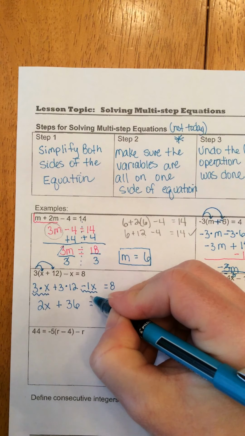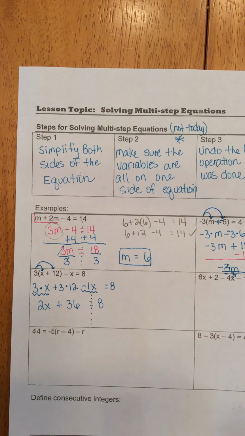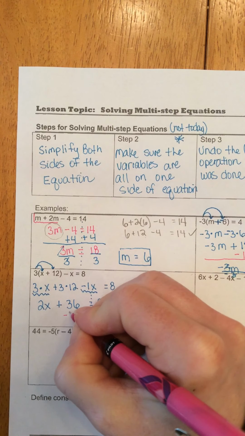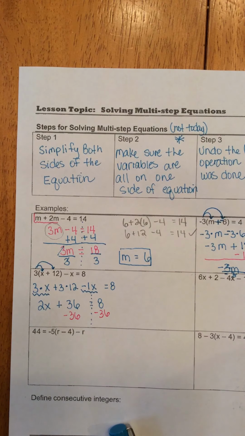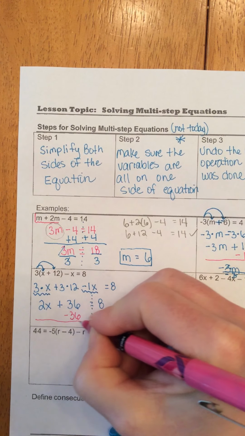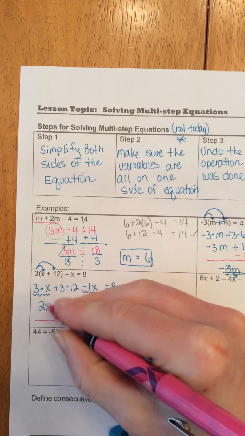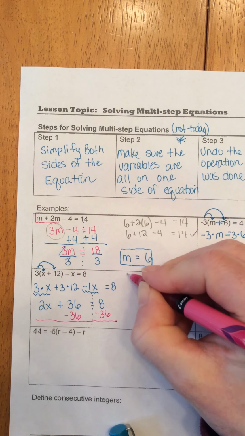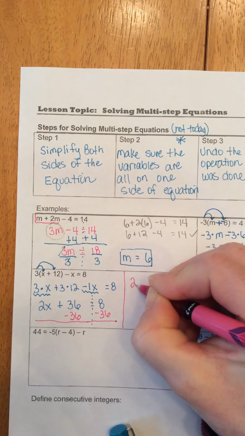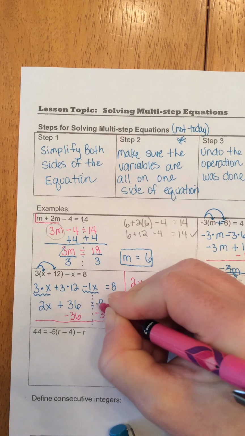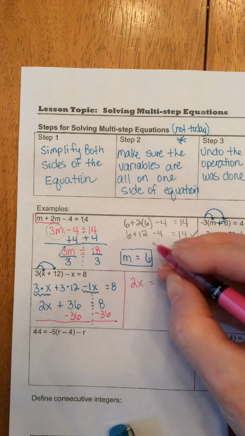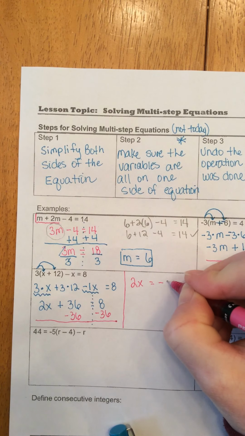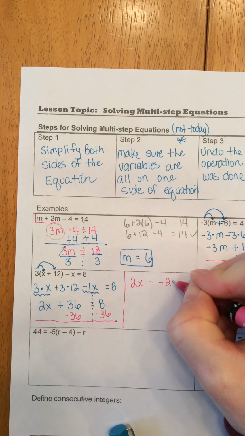All right, so my equal sign is right here. I'm going to undo the last step. I'm going to subtract 36 from both sides. I'm going to continue up here. I have left now on that side 2x equals 8 minus 36. And 8 minus 36 is a negative 28.